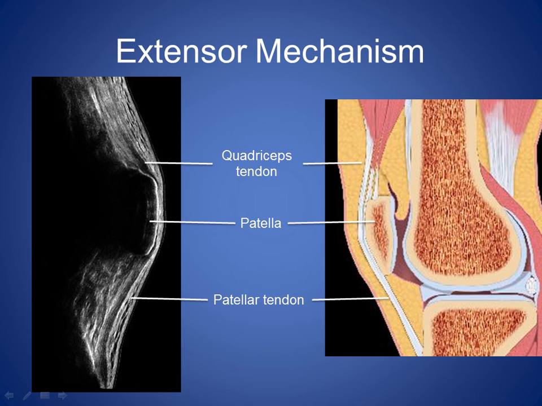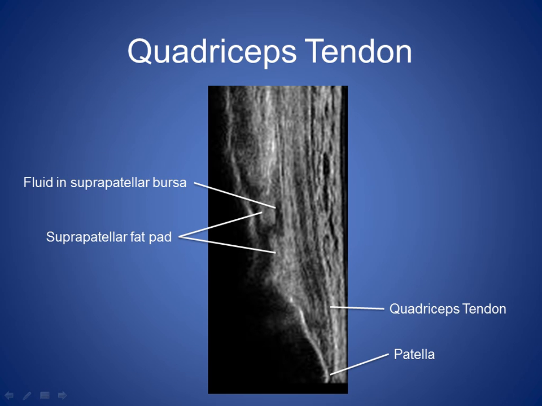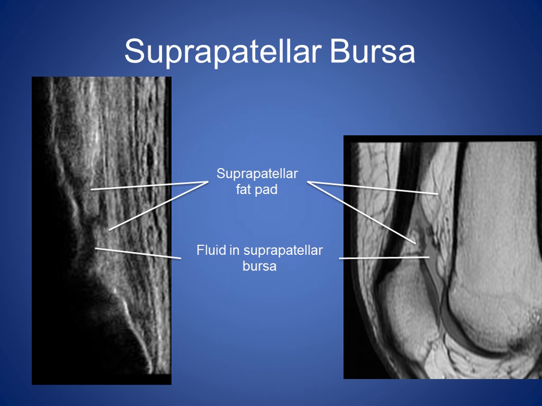So our extensor mechanism. Here's a panoramic view of the extensor mechanism, and of course you have the hypoechoic quadriceps and patellar tendons. Now, focusing on the quadriceps tendon, this is best evaluated in the sagittal plane, and in this image you can see the trilaminate appearance of the quadriceps tendon as it inserts on the patella. Deep to that, you have the leaves of the suprapatellar fat pad, and of course the fluid in the suprapatellar bursa. You have to excuse me, I turned some of these images 90 degrees just because it looks prettier. And then here's an MRI correlate.